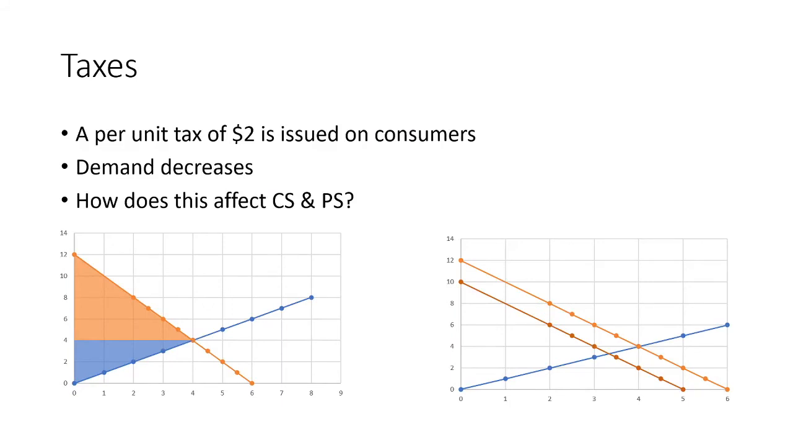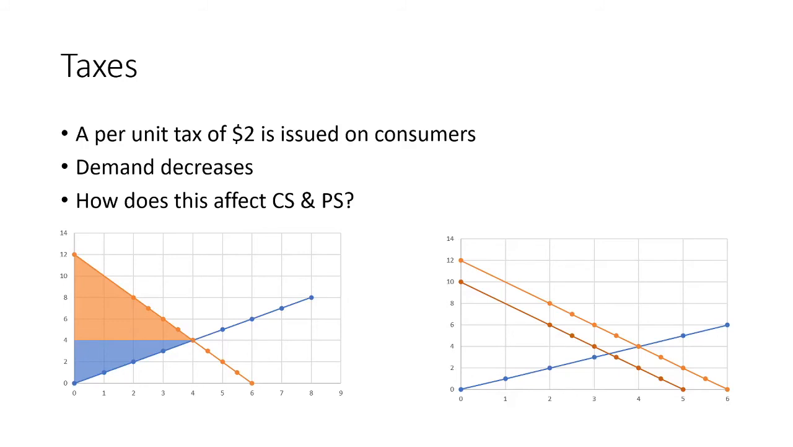Back to our cigarettes example, a per unit tax of $2 is issued on consumers, which leads to a decrease in demand. Now, how does this affect consumer surplus and producer surplus? So we can see over here, it's real simple. We have the two triangles, one for consumer surplus and one for producer surplus.